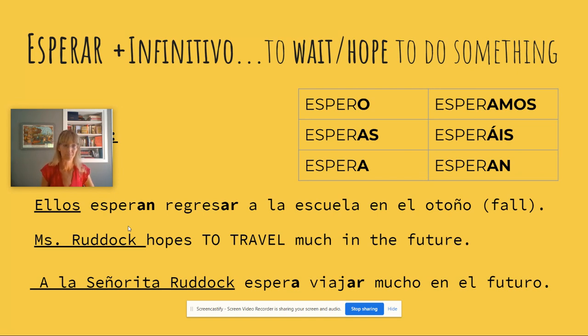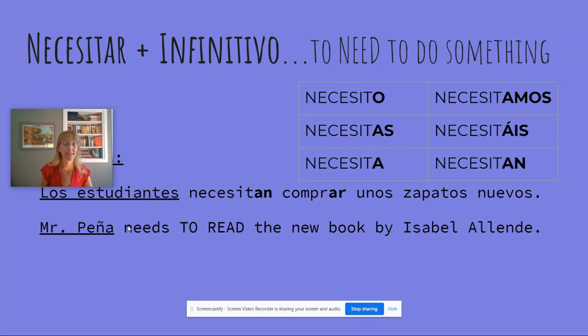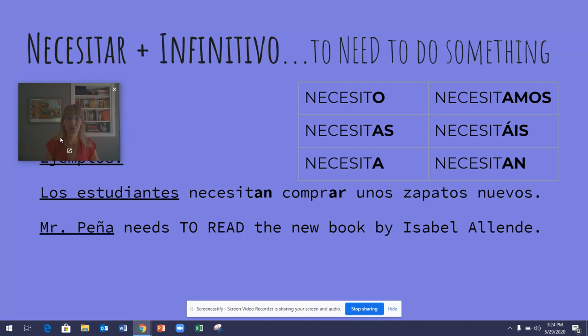Let's take a look at another one. Necesitar plus infinitivo. Necesitar, to need to do something. First, let's look at the conjugations of necesitar. We have, repite todos: necesito, necesitas, necesita, necesitamos, necesitáis, necesitan. So these are the conjugations of necesitar. So in our examples, los estudiantes, the subject, necesitan comprar unos zapatos nuevos. The students, they need, what do they need to do? To buy some new shoes.